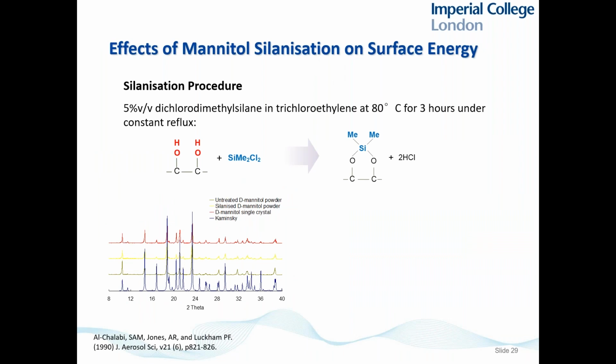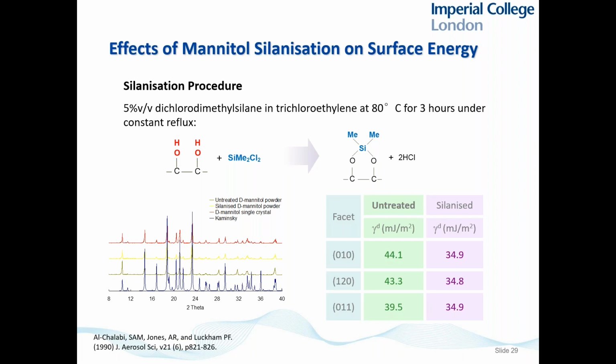So just briefly, we silanized these materials, we made them hydrophobic, or some of them. And we did that work on both the single crystals and on the powders. And what you can see here is that when we silanized them, the surface energies are a bit lower, all about 35 on each facet, so very little difference, and they're a little bit higher on the untreated as-received mannitol. But when we silanized them, they became very uniform in terms of their dispersive energy.